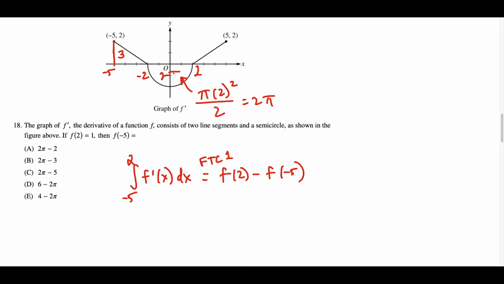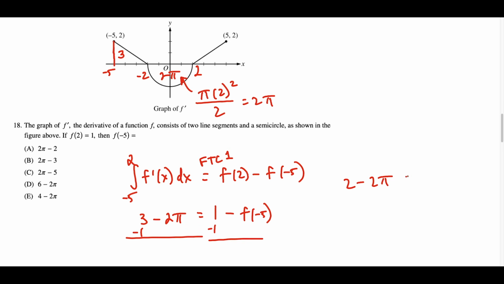But be mindful, this area 2 pi is under the x-axis, so we have to treat it as negative. So this starts off as 3, because we have this triangle with positive area above, minus 2 pi, we have signed area underneath, and this is equal to f of 2, which is 1, minus f of negative 5. And then here we just have to do the algebra, subtract 1 on both sides, and we're going to have 2 minus 2 pi is equal to minus f of negative 5. So just multiply everything by negative 1, and f of negative 5 is equal to positive 2 pi minus 2, which corresponds to choice A.